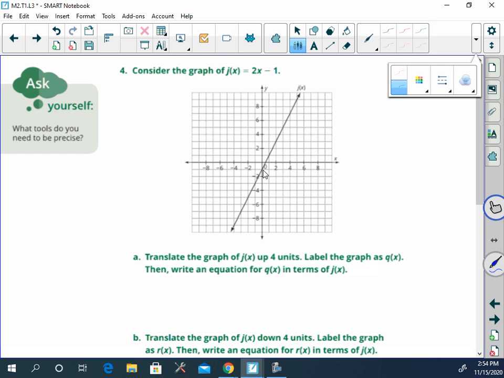So if we go up 4 units, you're just picking some data points here, and you're going to go up 4, and you're going to put a new point there. So I'm going to grab this point here, and I'm going to go up 1, 2, 3, 4. And then this point, 1, 2, 3, 4. And do as many as you feel like you need here. 1, 2, 3, 4. I'm just going to kind of do the same ones that they did on the last page. Okay, so it says translate it up 4 units, label this Q of x. So let's go ahead and draw it in here and label it.